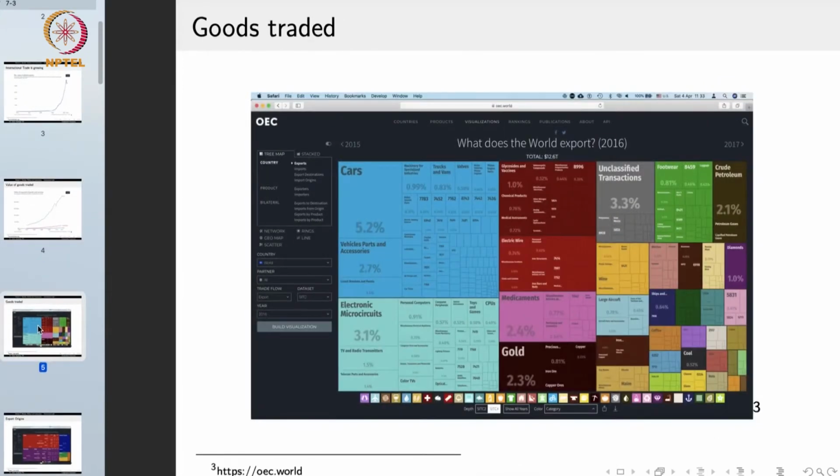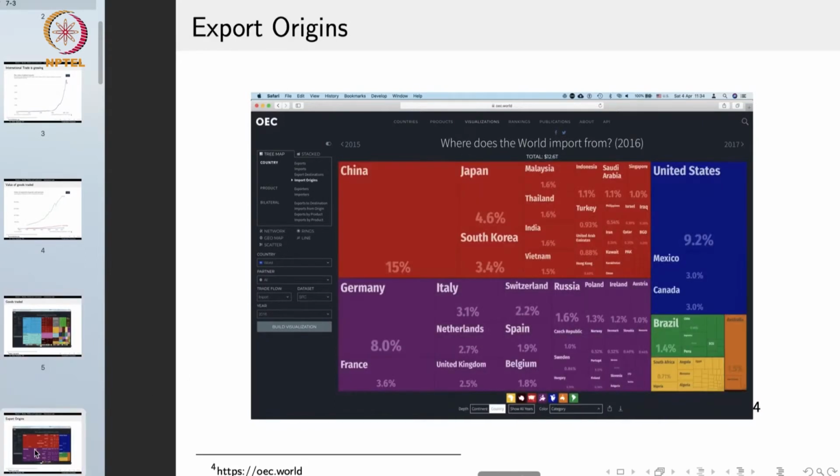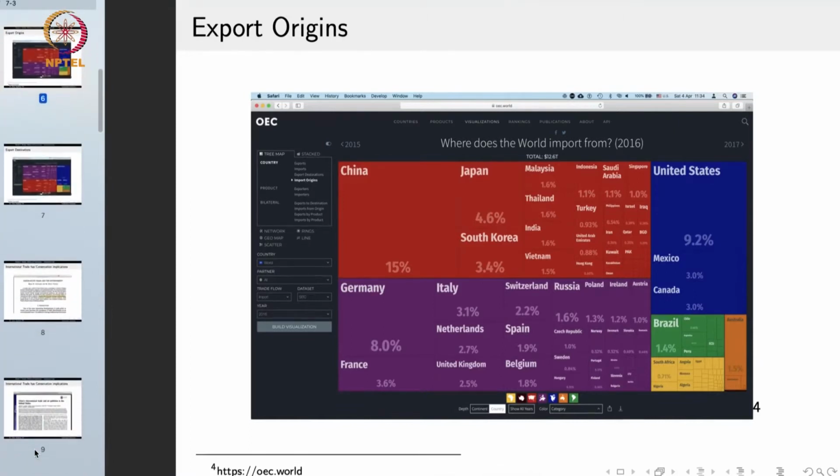And this export is occurring for a number of different things. The lion's share is comprised of things like cars, electronic microcircuits, medicaments or gold. These are things that occupy a very large portion of the goods trade. And these goods are exported from several countries. The biggest exporting country is China, and as much as 15% of world exports come from China. The second largest exporter is the United States with a share of 9.2%, followed by Germany at 8%. So these are the three largest exporters of goods.